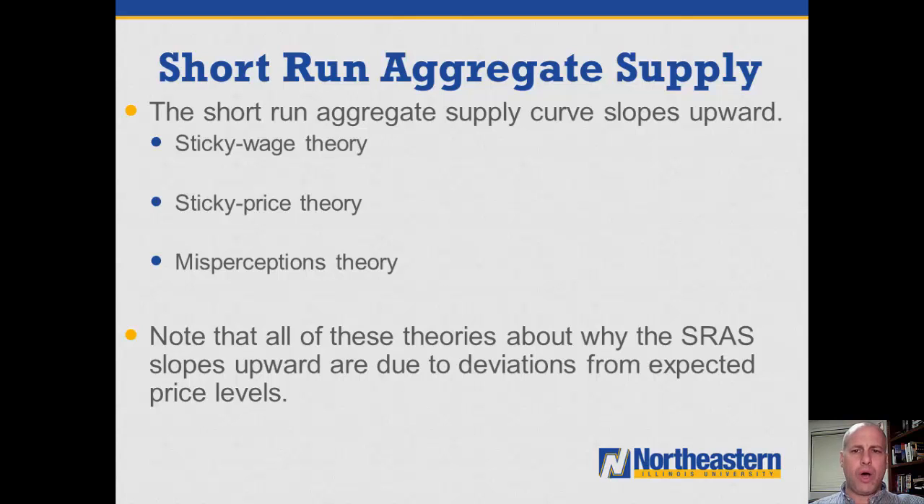The thing to note is that all of these theories about why the short-run aggregate supply curve is different from the long-run aggregate supply curve come from some sort of deviation from equilibrium prices. If the price level were to adjust perfectly and instantaneously to changes in aggregate demand or changes in long-run aggregate supply, then we wouldn't have an upward-sloping short-run aggregate supply curve.